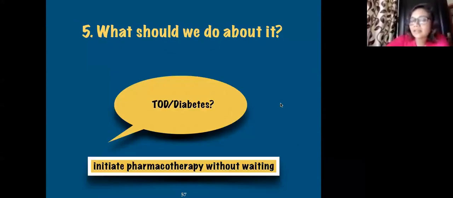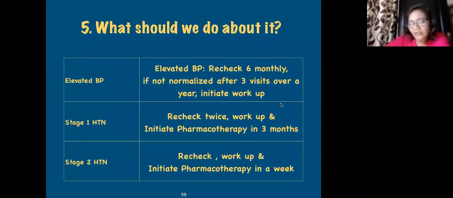So first question again is there target organ damage or diabetes? So if there is target organ damage or it is a known diabetic patient now developing hypertension, then there is no question of waiting. You can initiate pharmacotherapy without waiting. Otherwise, you have some time. So depending on the class, you can wait for a variable period of a week to 3 months to maybe a year to give them time for lifestyle modification, rechecking the BP, working up, and then, starting pharmacotherapy.